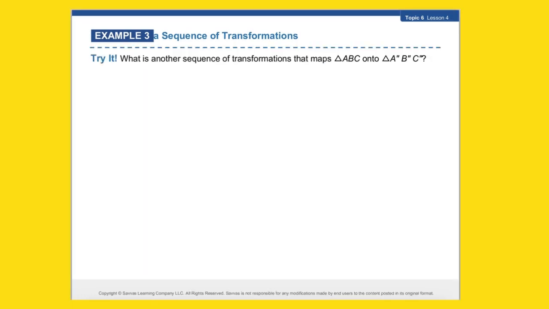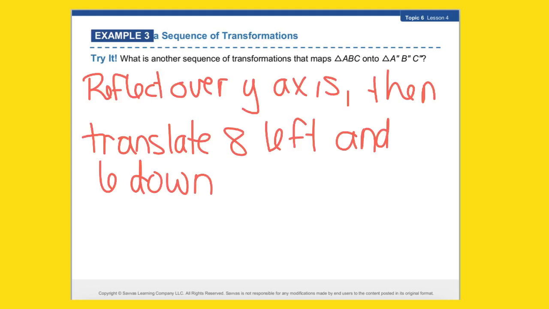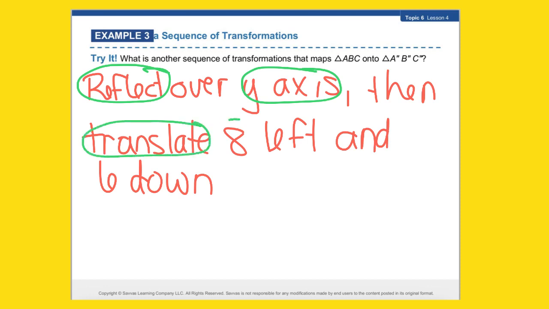All right, I set you up for the try it on page 329. Can you find another way to get ABC, the blue, onto the orange, A double prime, B double prime, C double prime? You go ahead and work. You're going to pause me and then come back for one of my solutions. All right, I worked it out, and going backwards does work. I could reflect over the y-axis first and then translate how much, which way, and it works. There are probably other options out there as well, but this is the one I came up with.